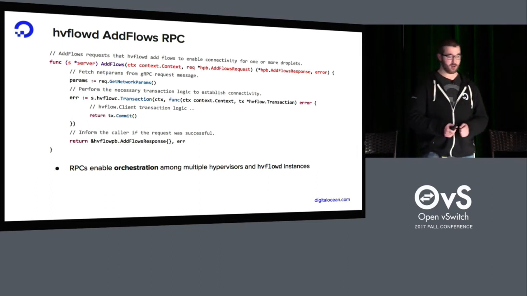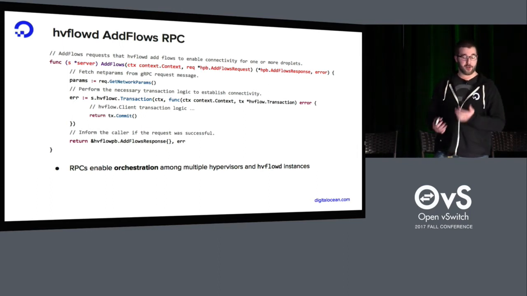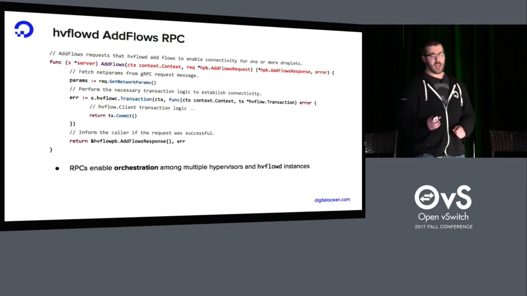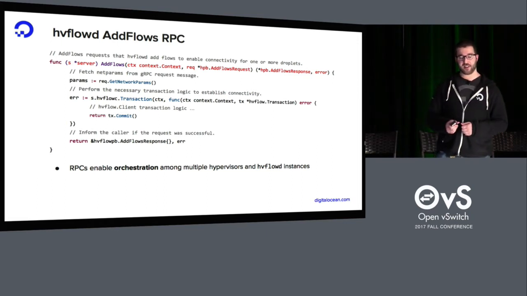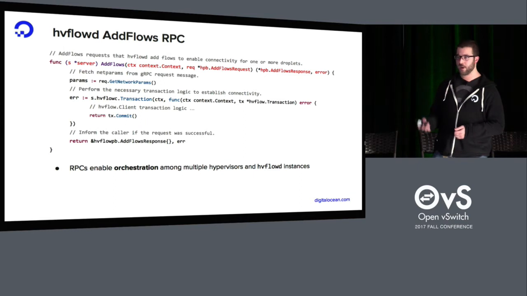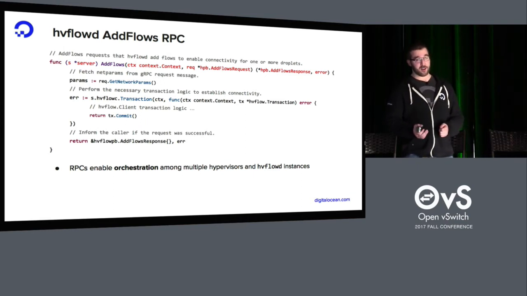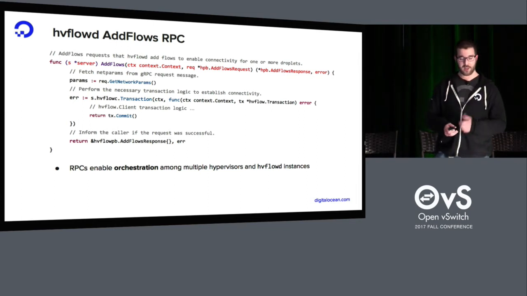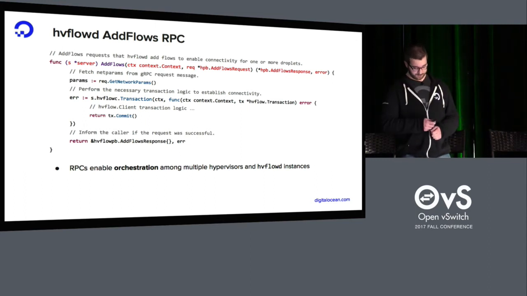It just works. So if we want to actually add flows to a droplet, we fetch the net params from the gRPC request message, and then we perform whatever transaction logic is necessary to establish the connectivity. Those could be some of the high-level operations I talked about earlier, like enable IPv4, enable IPv6, and what have you. Finally, we commit the transaction, and the changes are either applied to OVS completely or not at all. The key point here is that these RPCs enable us to orchestrate among multiple hypervisors and HPFlow D instances.